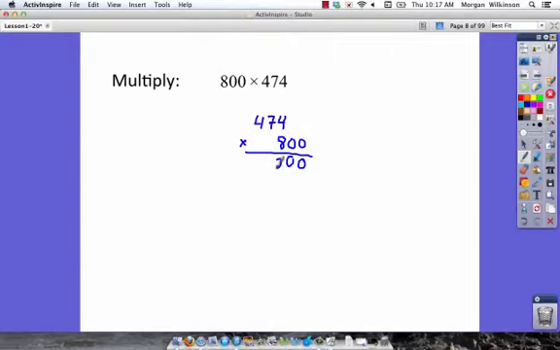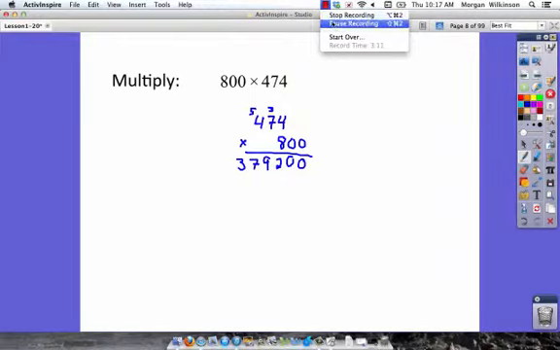So 8 times 4 is 32. We're going to carry the 3. 8 times 7, 56, plus 3 more is 59. Carry the 5. 8 times 4 is 32 again, plus 5 more gives us 37. So we've got our answer. Our answer is going to have to be 379,200. Make sure you've got this copied down in your notes.